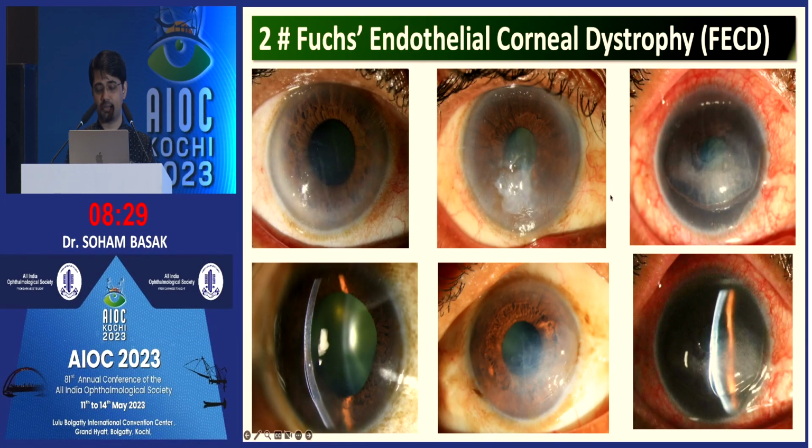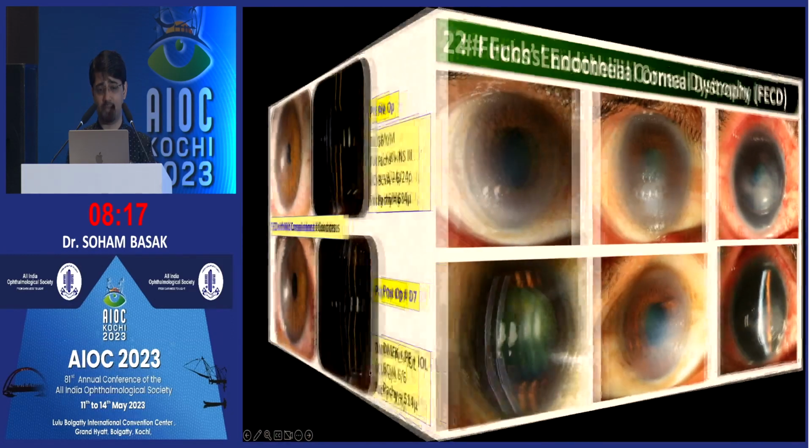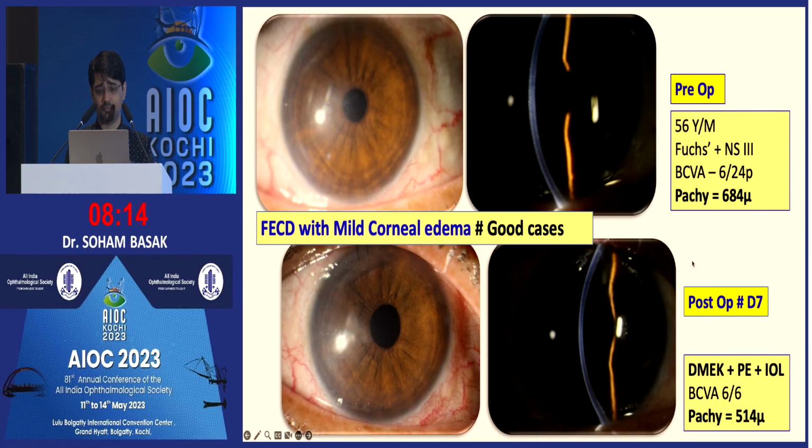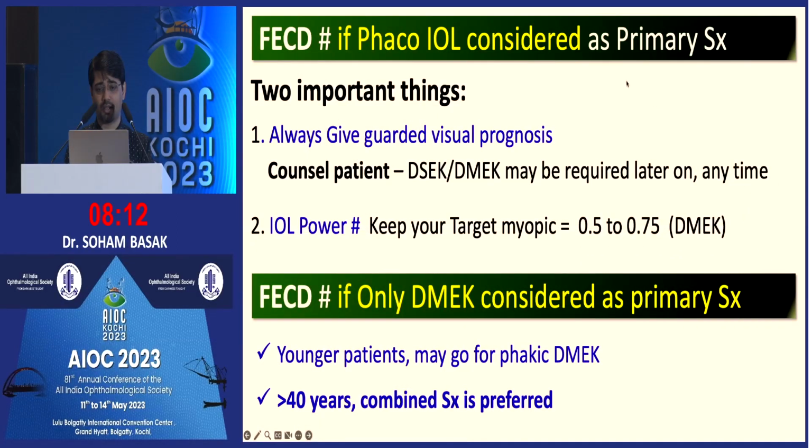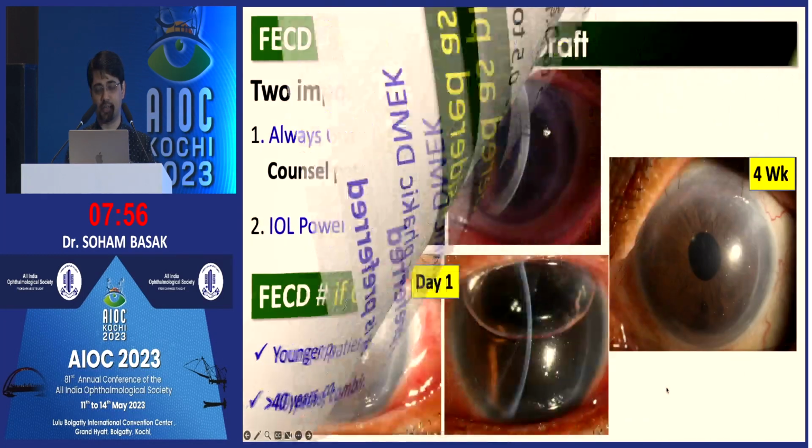FECD: in the eastern part of India, FECD is one of the very common causes of developing corneal edema, either pseudophakic or phakic. So these are again excellent choices for starting off with DMEK. And if you're doing Fuchs, if you're attempting only cataract, make sure that you tell the patient about a probable transplant in the future. And if it is a very young person, you can do only the DMEK in a phakic condition and later on do a phaco a few years down the line.